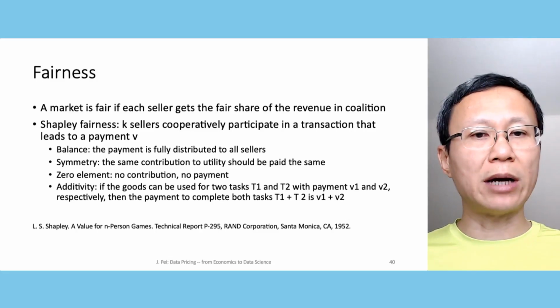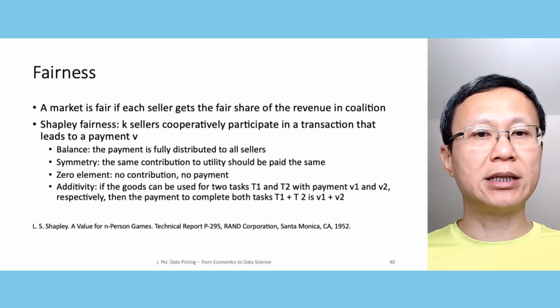The last requirement is additivity. If the goods can be used for two tasks, T1 and T2, with payments V1 and V2 respectively, then the payment to complete both tasks T1 plus T2 should be V1 plus V2.